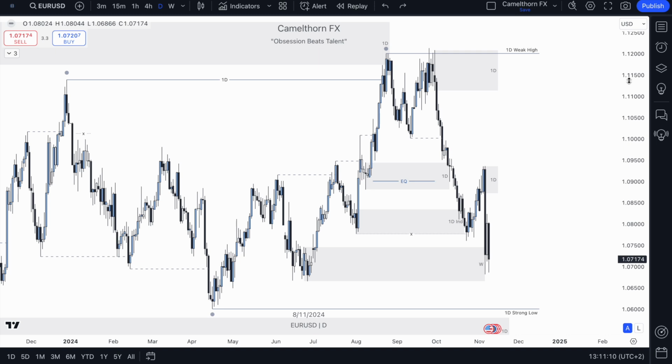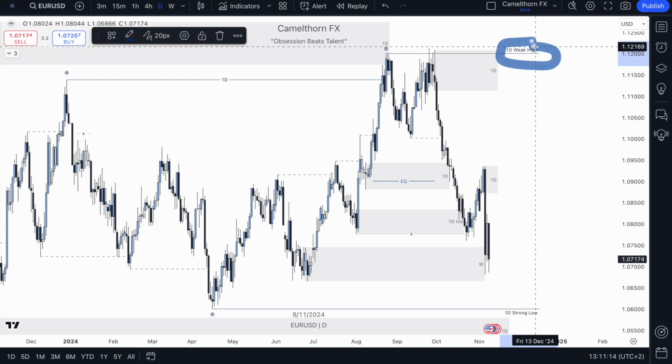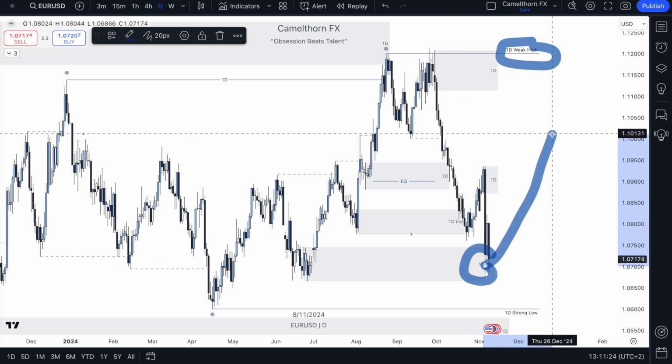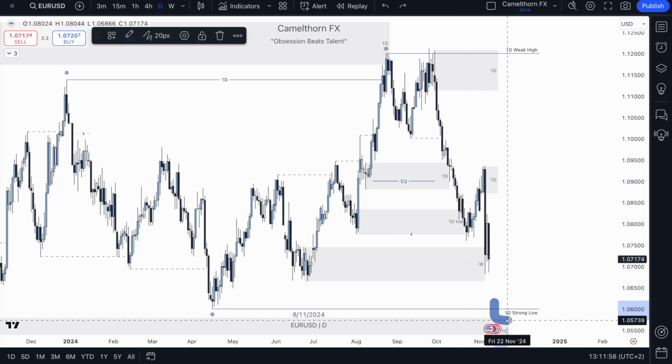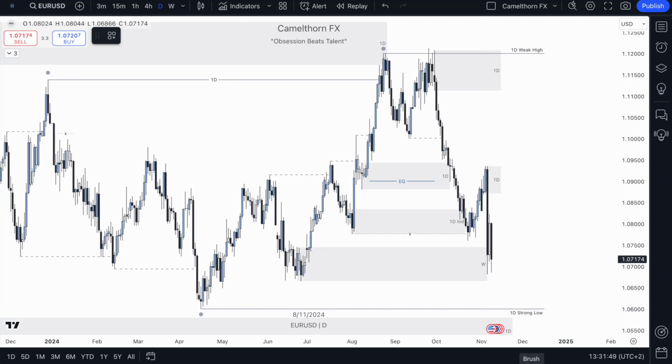And so now the anticipation for this time frame is going to be a violation of this daily week high, which could potentially originate from this weekly demand zone, as we have discussed. And then obviously a violation of our daily strong low here is going to signal the potential start of our weekly bearish continuation phase.